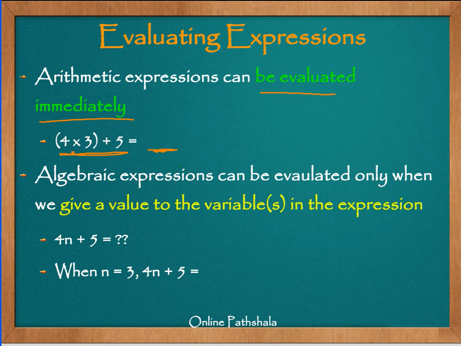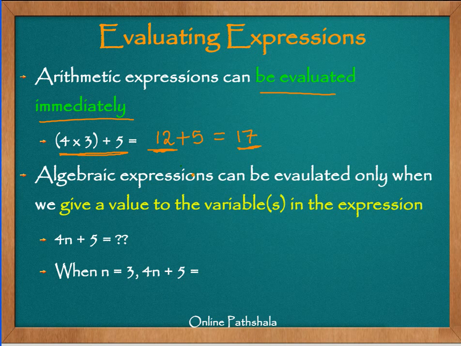So what is that number going to be? When I solve this, 4 times 3 gives me 12, to which I have to add 5, and this gives me 17. So 17 is the value of this expression, 4 times 3 plus 5. I have evaluated this arithmetic expression. But is that the same case for an algebraic expression?